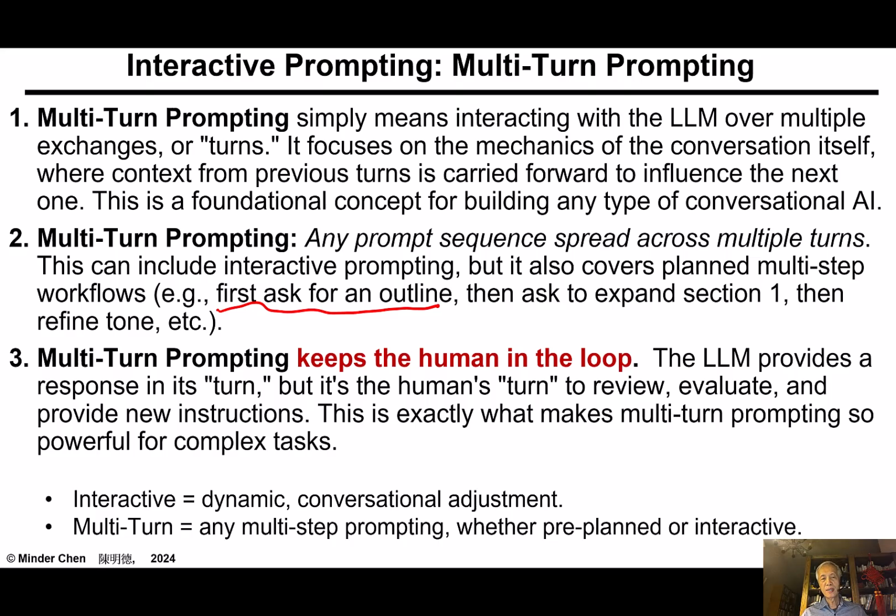Multi-turn prompting allows you to keep the human in the loop. So you can review intermediate outcomes and direct the large language model with additional instruction and guidance to work for you.